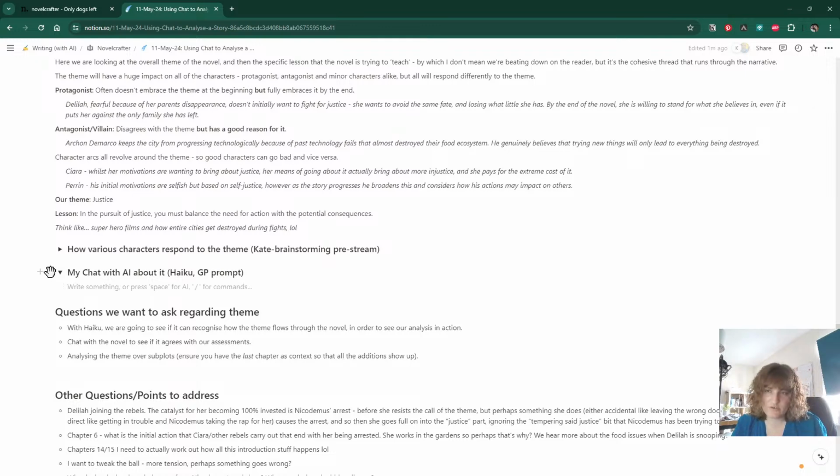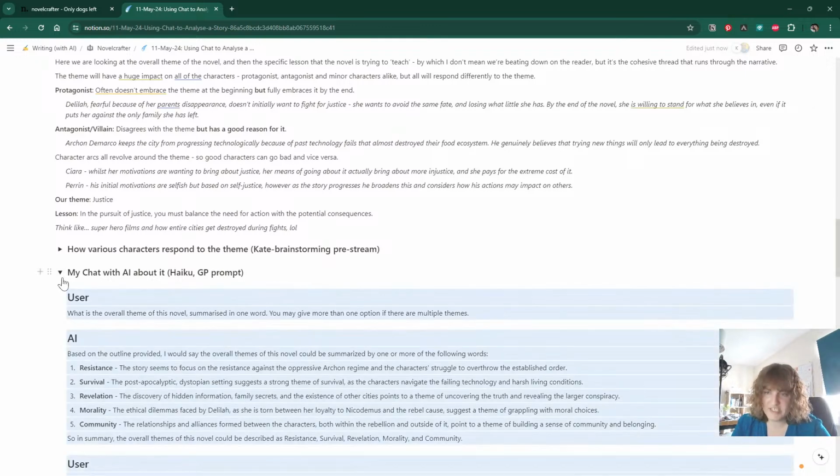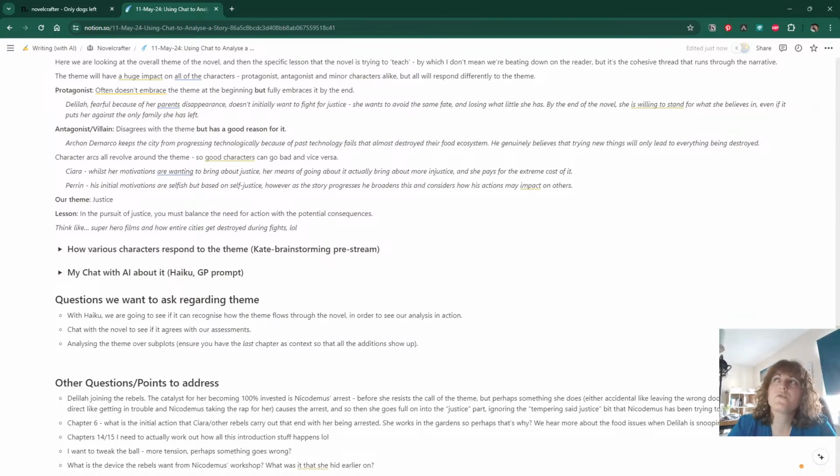So the way I've written it is that there are different factions of the rebellion. We don't really see much of an overall leader. The leader of the cell that Ciara is a member of and Delilah joins is quite moderate, and he's a former gladiator who suffered directly under the regime. But it's a smaller group of radicals causing a lot of chaos.